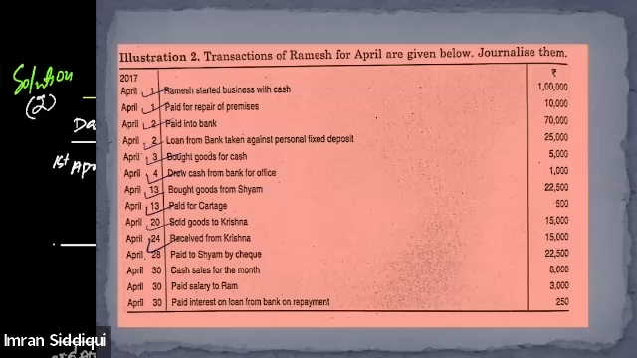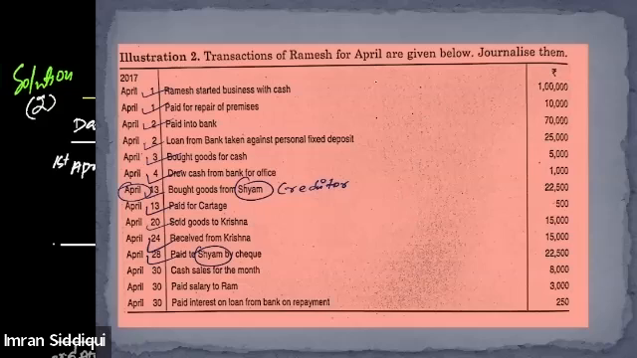Moving on to the 28th of April transaction, paid to Sham by check. Paid to Sham. Now you'll have to recall who is Sham. Sham in this question is our creditor. We have earlier bought goods from Sham. Sham was our creditor, and we are paying the creditor. Creditor is a liability, right? So when you pay, your creditor will reduce, right?